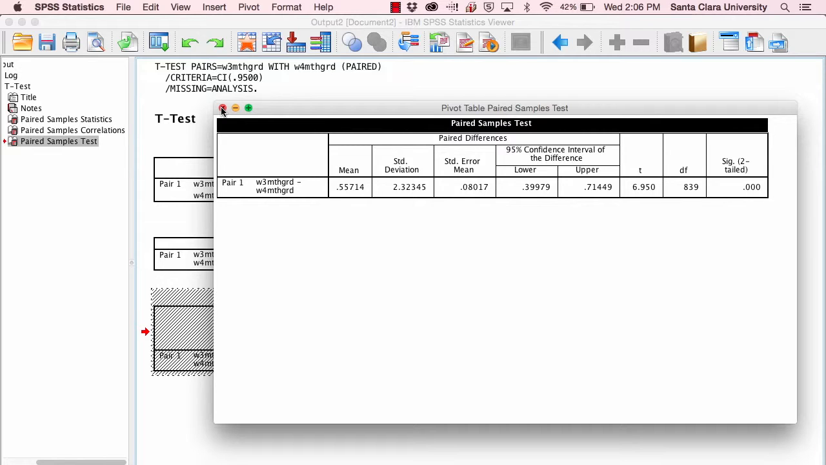So that's how you conduct a paired samples or dependent samples t-test in SPSS, and that's how you interpret the output. I hope that's helpful.